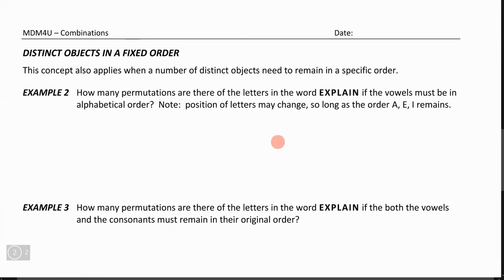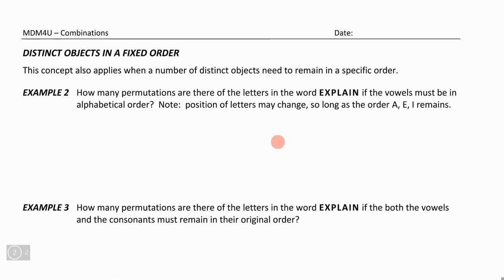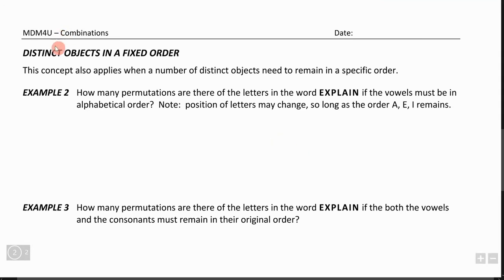We can also apply this rule in a similar fashion to distinct objects in a fixed order. This concept also applies when a number of distinct objects need to remain in a specific order. The reason you can apply this rule is that you can treat those distinct objects as all the same object, so it would look like they are repeating.